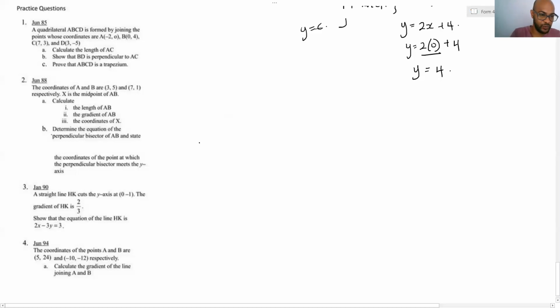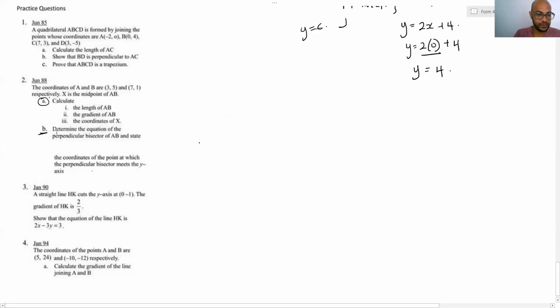Part C, we don't really test this on the syllabus anymore, but we could still take a look at it. Right? 2, the coordinates A and B are 3, 5, and 7, 1 respectively. X is the midpoint of AB. Calculate the length of AB, the gradient of AB, and the coordinates of the midpoint. Determine the equation of the perpendicular bisector of AB and state the coordinates of the point at which the perpendicular bisector meets the y-axis. Right, so I want you to do A for me. Right, B we will do together.